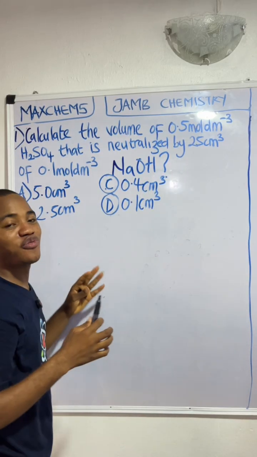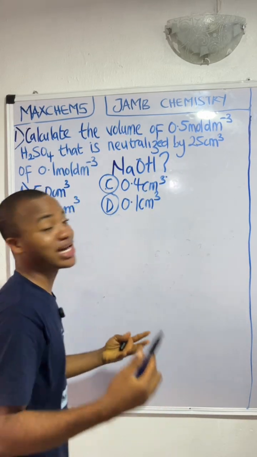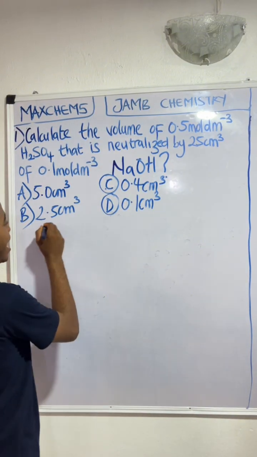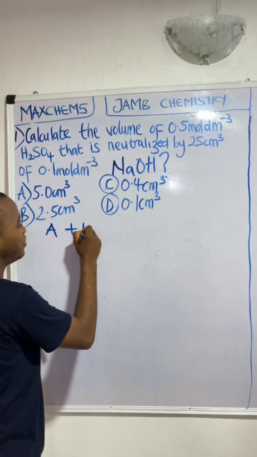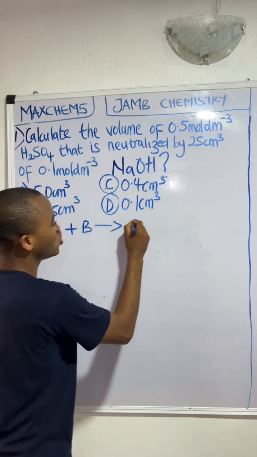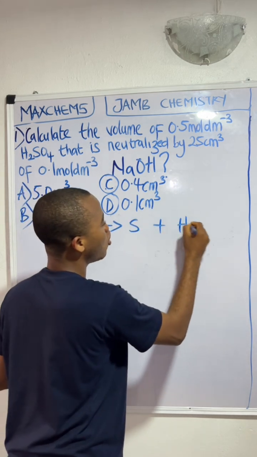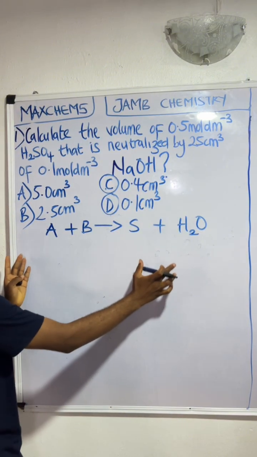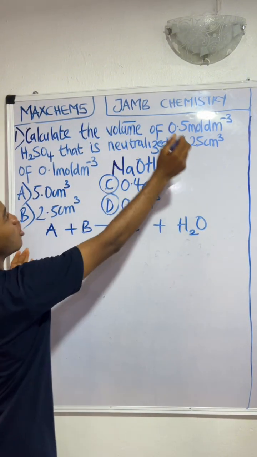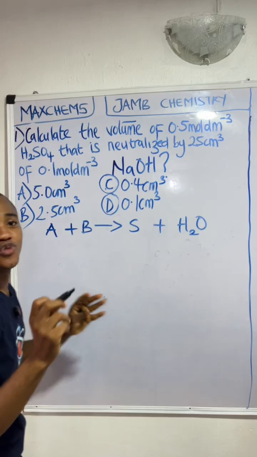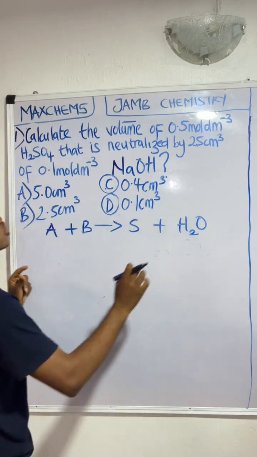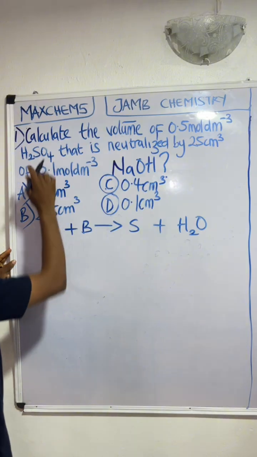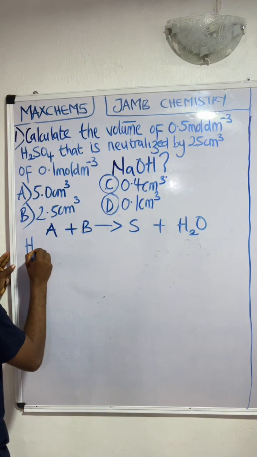This question is from volumetric analysis, that is acid-base reaction. And we all know that an acid-base reaction is a reaction where an acid reacts with a base to form what? Salt and what? Water only. That is the neutralization reaction. Now, in this question, what are they asking us to find? They're asking us to find the volume of H2SO4, that is the volume of the acid. So what is the acid that is reacting in this equation? H2SO4. So let's write the acid.